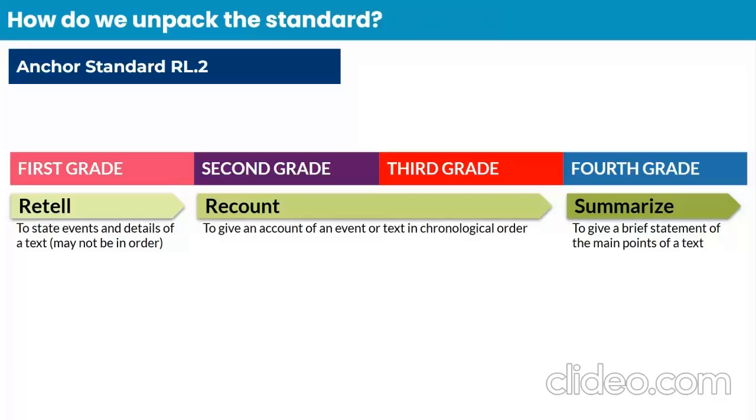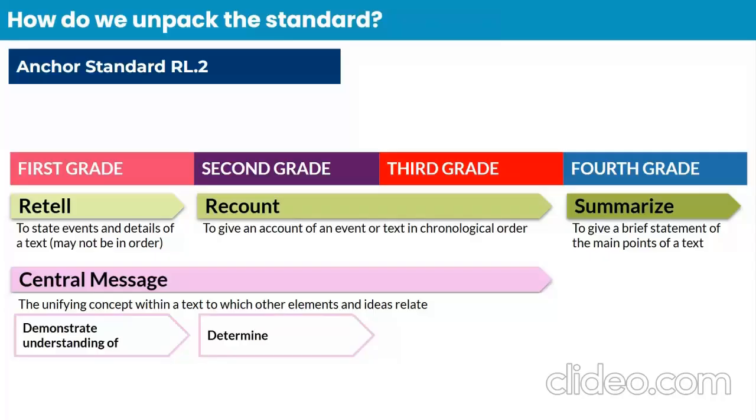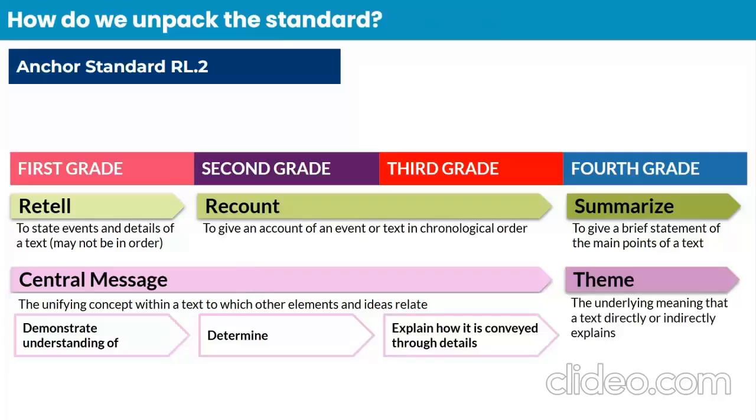The second part of RL2 requires students to understand the central message of the text. The central message is the underlying concept within a text to which other elements or ideas relate. In 1st grade, students are expected to demonstrate understanding of the central message. By 2nd grade, students determine the central message. By the end of 3rd grade, students should be able to explain how the author conveys the central message through details from the text. This progression prepares students for 4th grade when they begin to determine themes of the text.